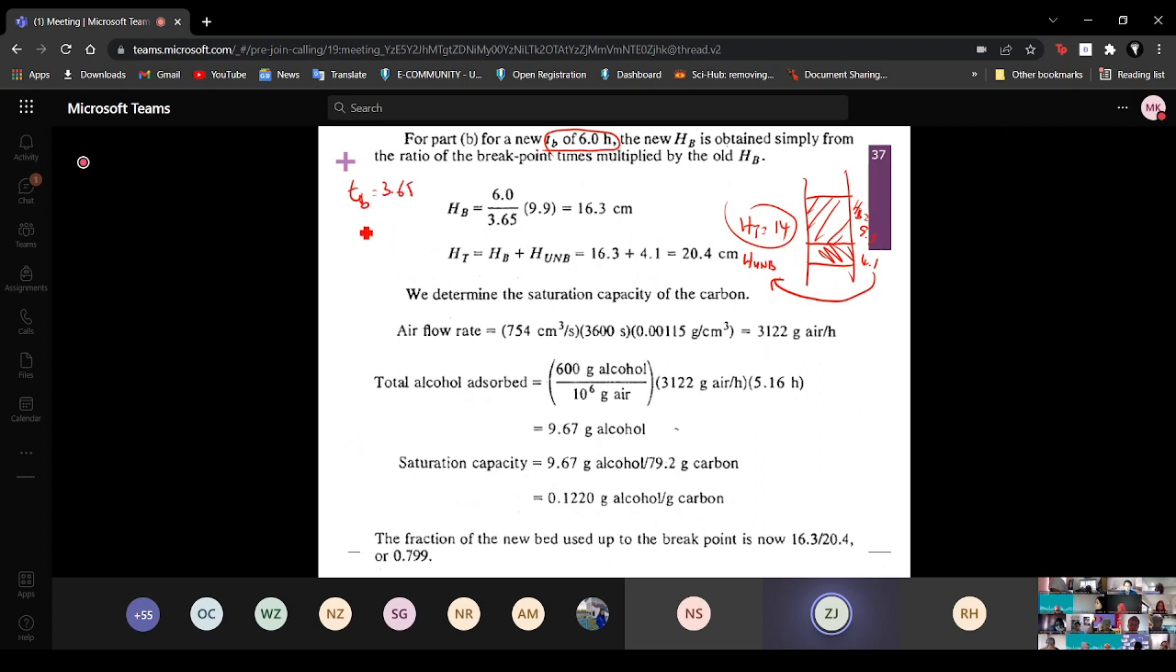Now, the new column, they want you to calculate the new column provided that the new TB, I put new, is extended to 6 hours. So if you look back, how you want to solve it, to tackle this problem, it's very simple actually. If you look back at the graph, mass transfer zone, C over C naught, against T here, tadi TB kat sini adalah 3.65, and then dia start naik, right? Macam ni, betul tak?